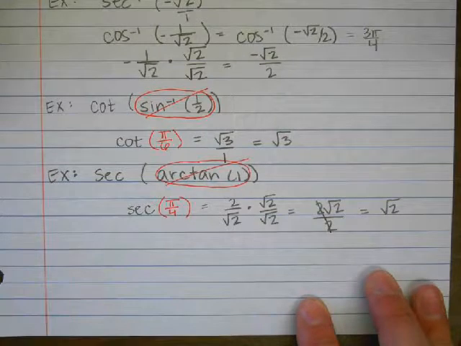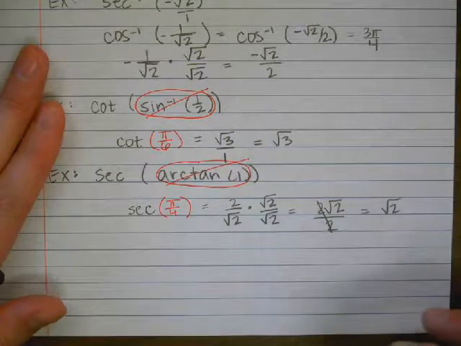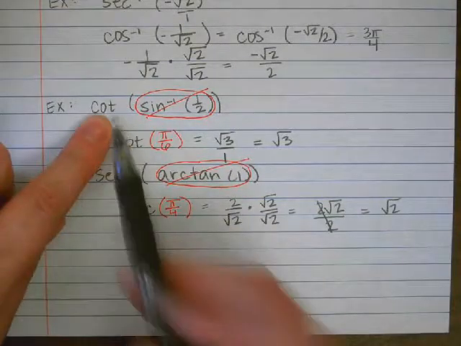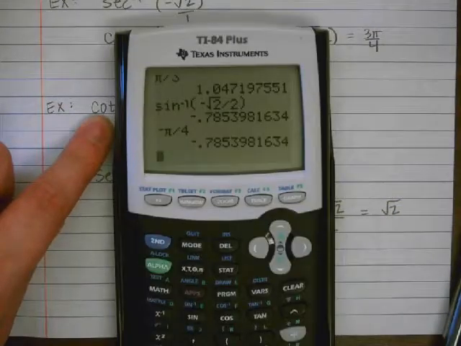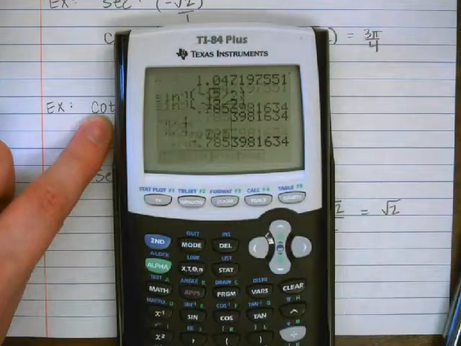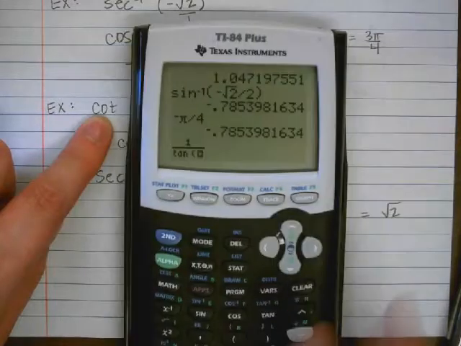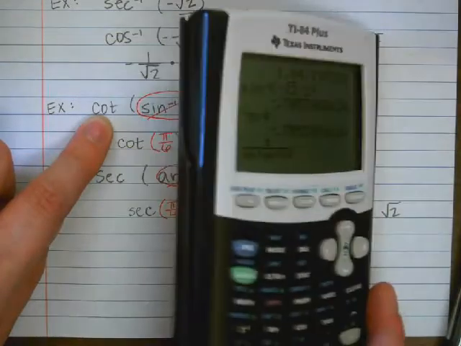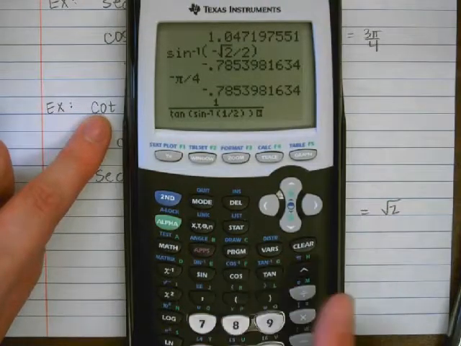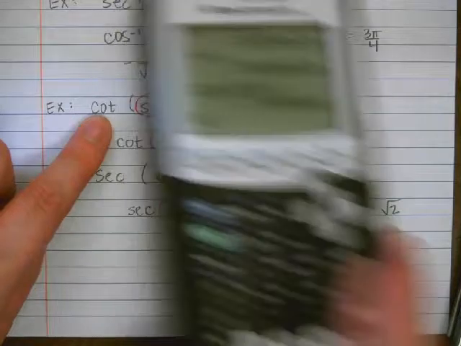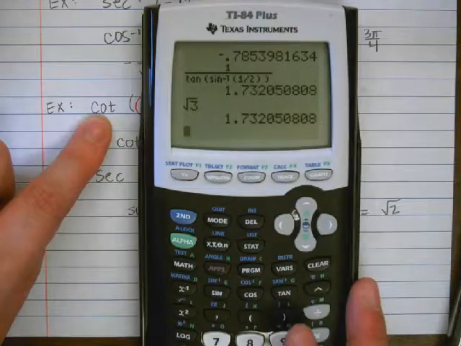All right, these are a little bit harder to plug into your calculator, so I'm going to show you guys how we could do that. Cotangent, you're not able to plug in cotangent, so instead of cotangent, we plug in 1 divided by tangent. So I'm going to make this a fraction. We have 1 on the top, tangent on the bottom, and the stuff that I'm taking tan of is the inverse of sine of 1/2. Okay, so that's cotangent of sine inverse of 1/2. And I get 1.732, which is the same as square root 3. So my answer checks out.